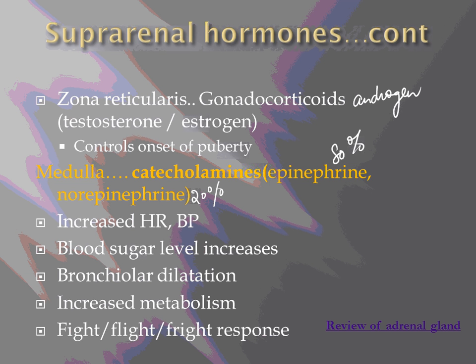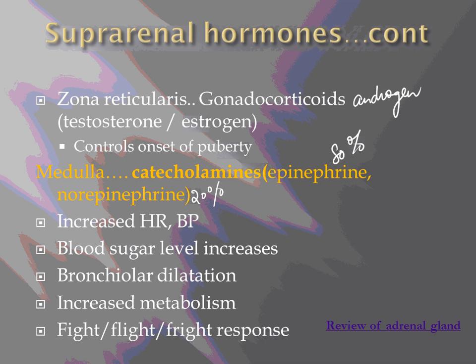They increase blood sugar levels also, because during times of stress, you want your blood sugar to be high so that you can produce ATP from that. They cause bronchiolar dilation, so they help you to breathe better during times of fight or flight. Which is why, as I said, if someone has asthma, then you give them epinephrine. So it helps to dilate their bronchi. They increase your metabolism, so you produce more heat.